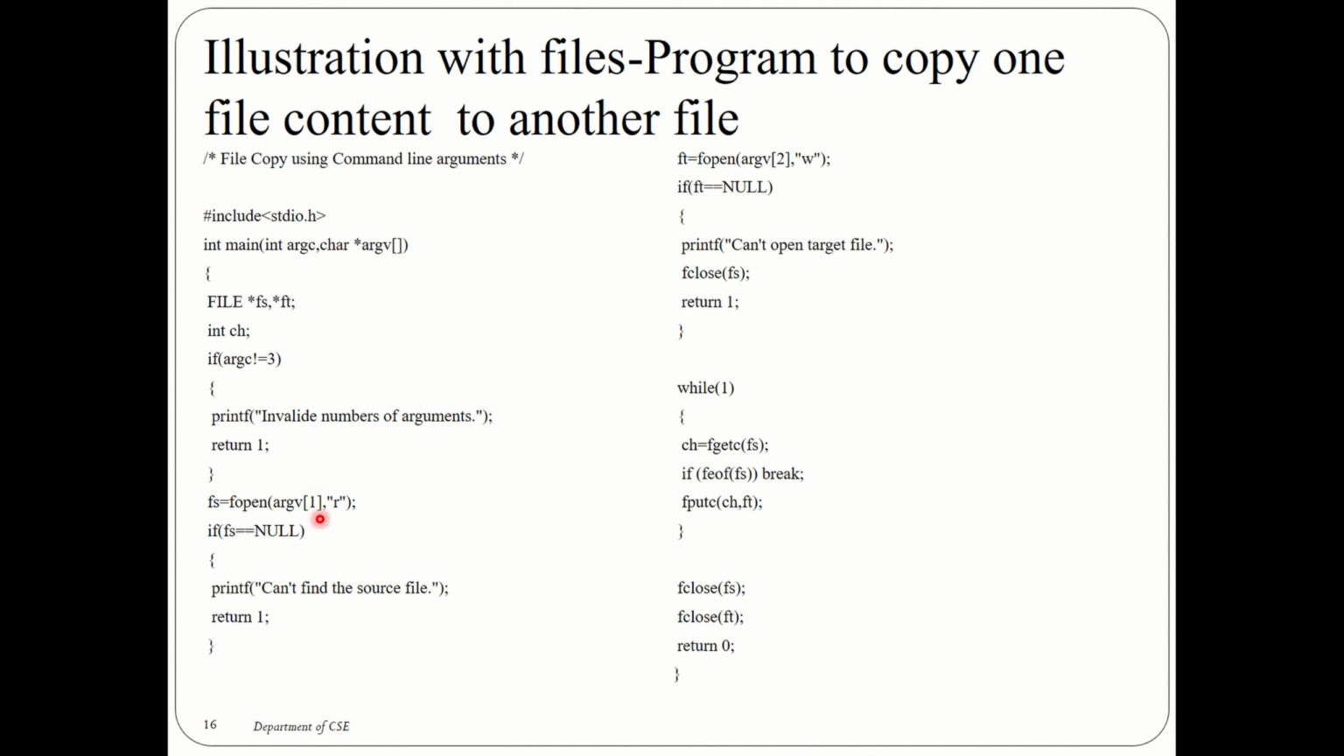So here your first file you are taking in the read mode. If it is null, you will say that the source file is not found. Otherwise, what you are going to do is write the contents of the first file onto the second file.